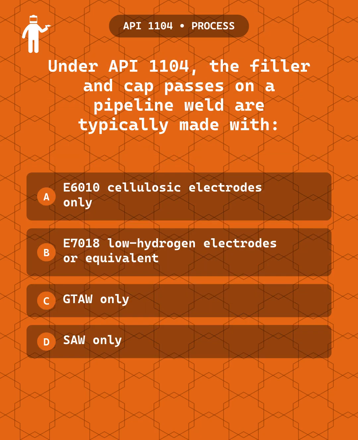Question 3. Under API 1104, filler and cap passes on a pipeline weld are typically made with A. E6010 cellulosic electrodes only, B. E7018 low hydrogen electrodes or equivalent, C. GTAW only, or D. SAW only.